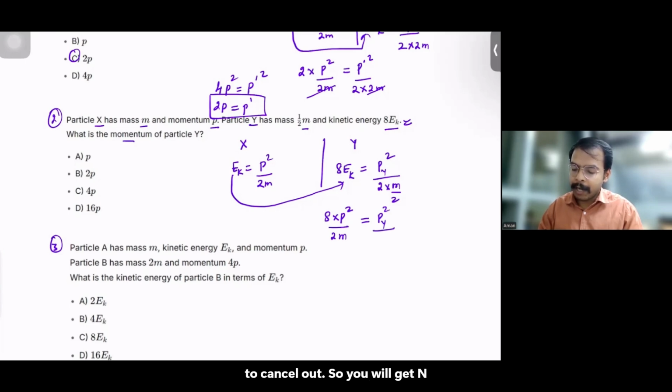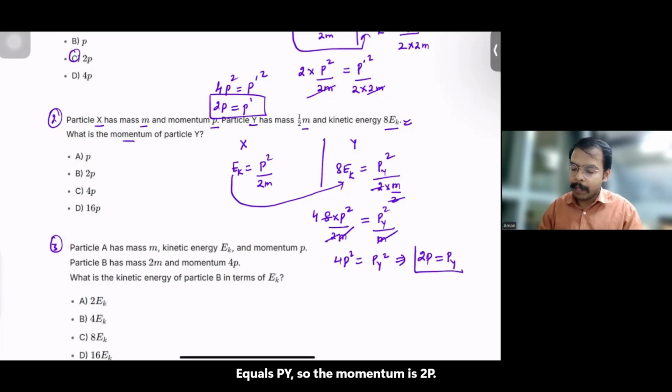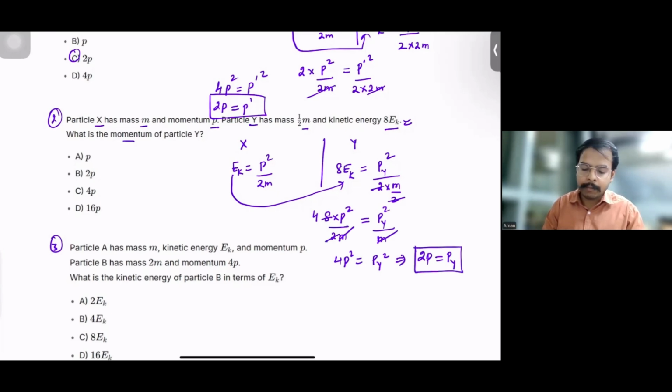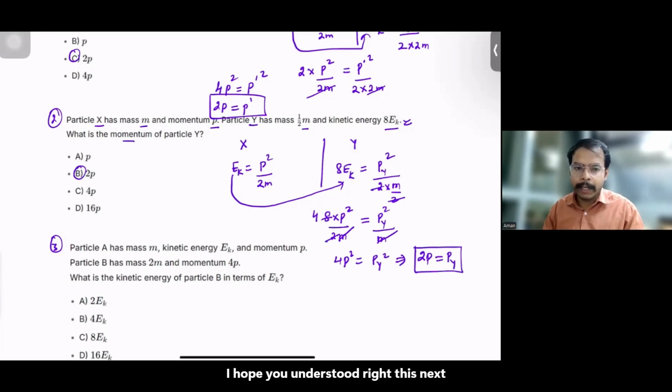If you just try to cancel out, you'll get m here. Now this m and this m cancel out, and this 2 will give me 4. So it will give you 4p square equals Py square. Taking root on both sides, you will get 2p equals Py. So the momentum is 2p. I hope you understood, right?